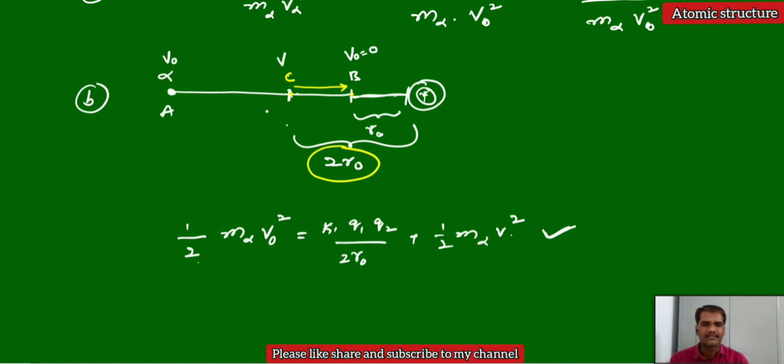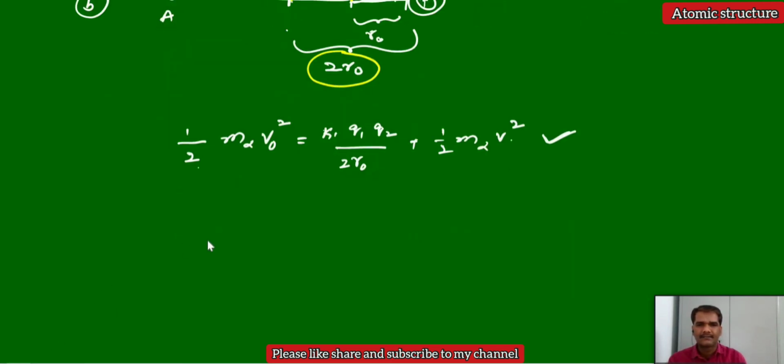This part is over. Next, at point C we have kinetic energy also. What is the kinetic energy of m alpha? What is the velocity? We have to calculate this velocity. Let us assume that it is V, so V square. Now understood?